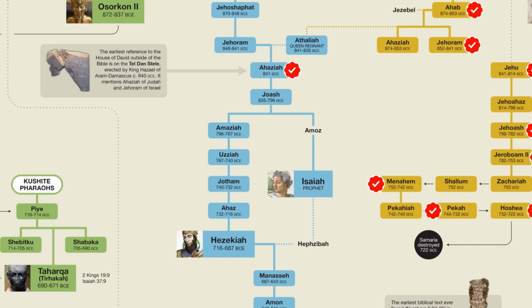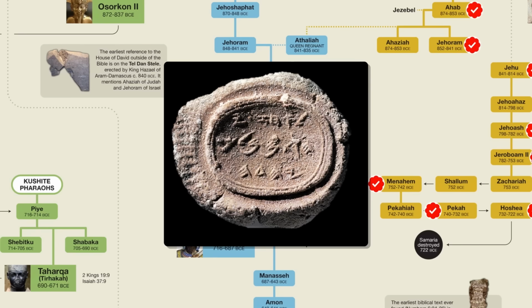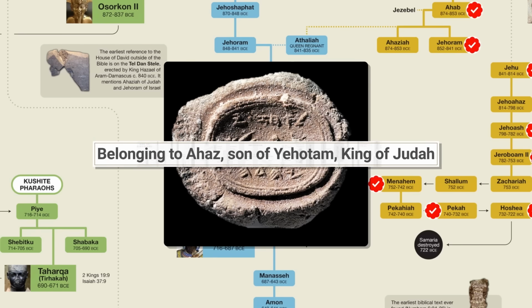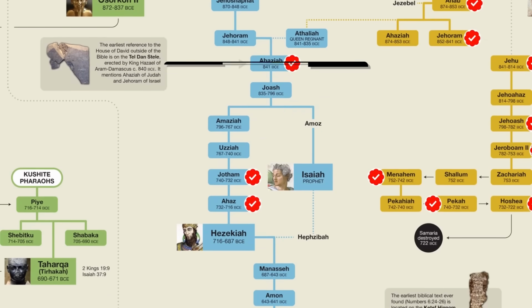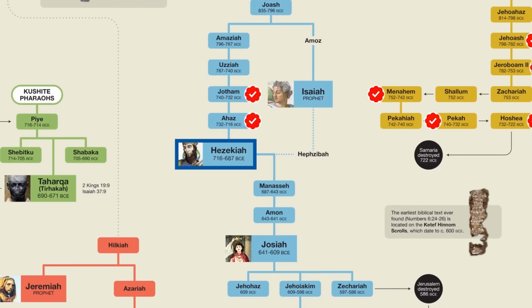After Ahaziah, who was mentioned on the Tel Dan stele, the next two kings of Judah to appear in the archaeological record are Jotham and Ahaz. Their names appear together on a seal discovered in 1995, which reads, "Belonging to Ahaz, son of Jehoram, king of Judah." Which brings us to Hezekiah, one of the most important kings of Judah.